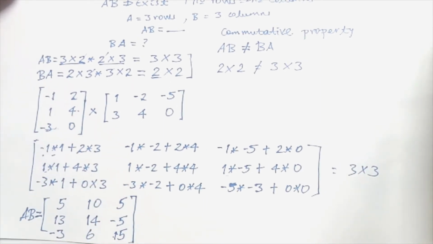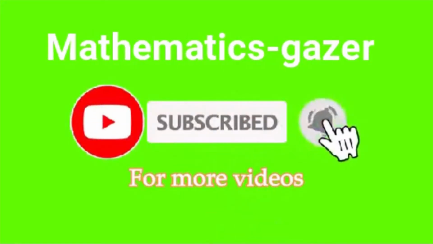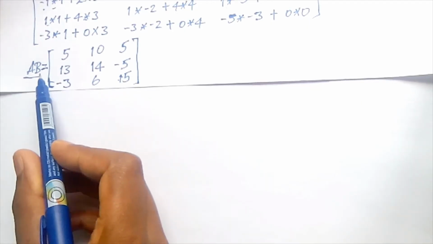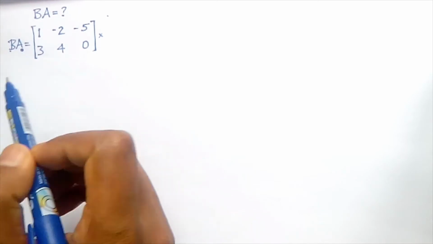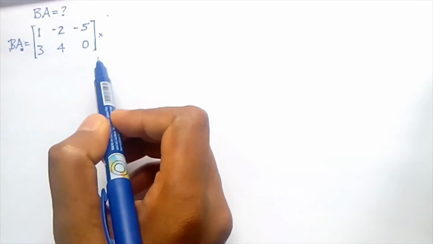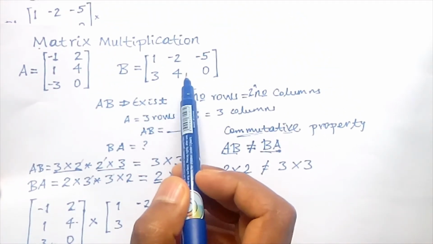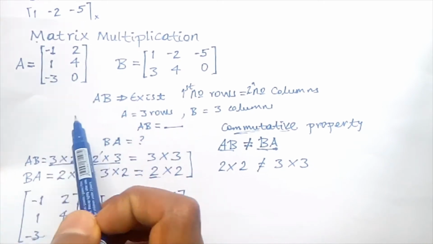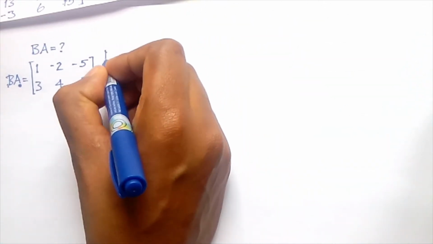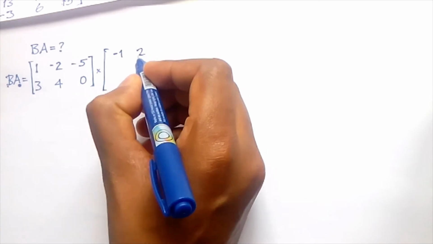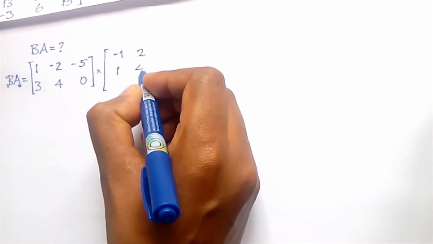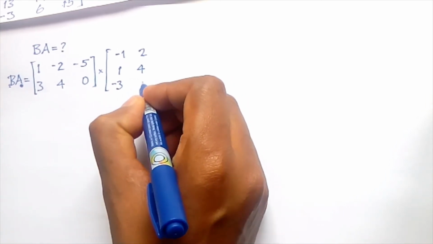Next we look at B times A. The value of B times A: B is this matrix, this one, and A is this 3 by 2 matrix: minus 1 2, 1 4, minus 3 0.